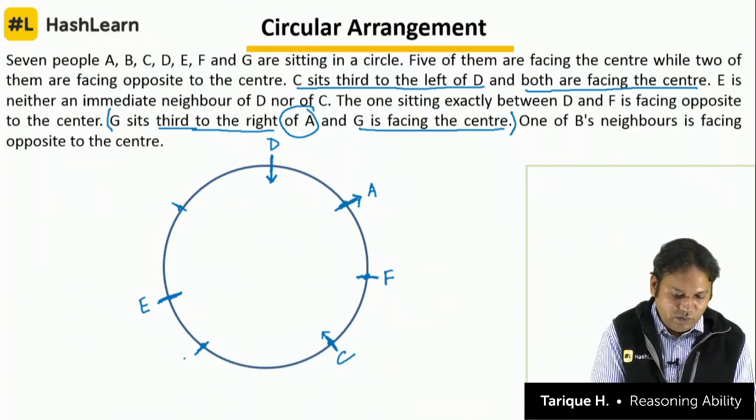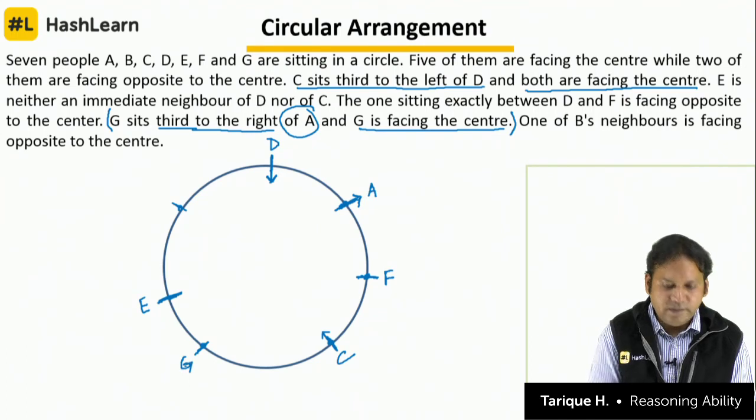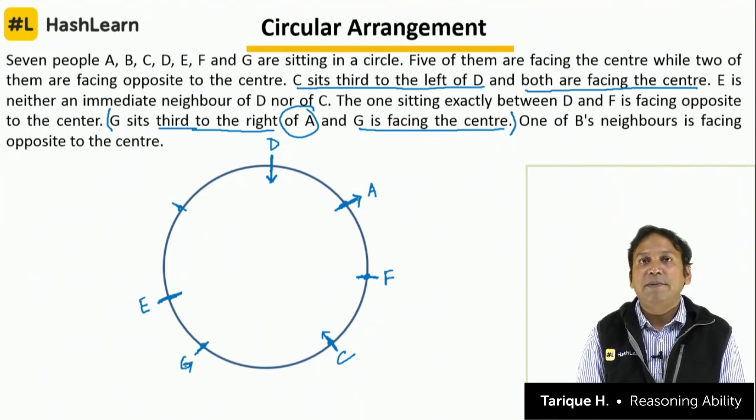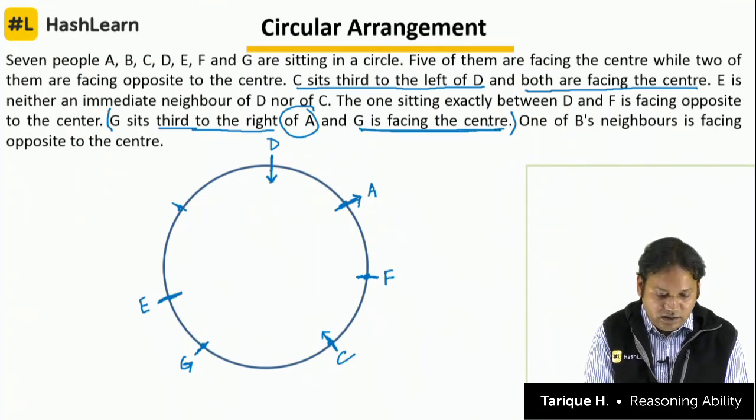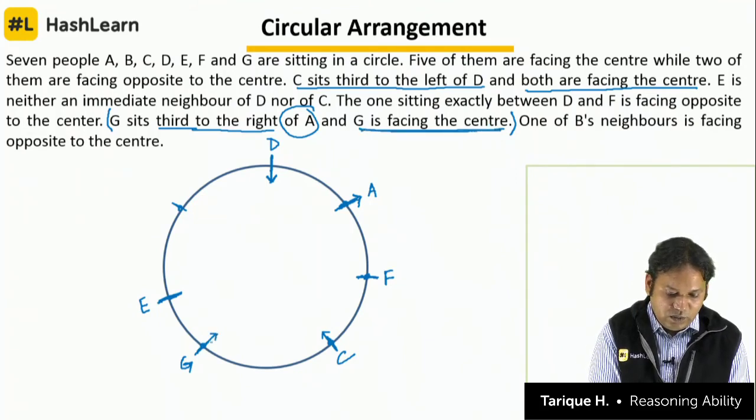Alright, so what we now know for sure is that G is here. How did we do it? You can see, we have taken two cases, both the cases did not work out for A. So finally we get to know what is the position of G. Alright, and what we also know is that G is facing the center. So this person is facing towards the center.